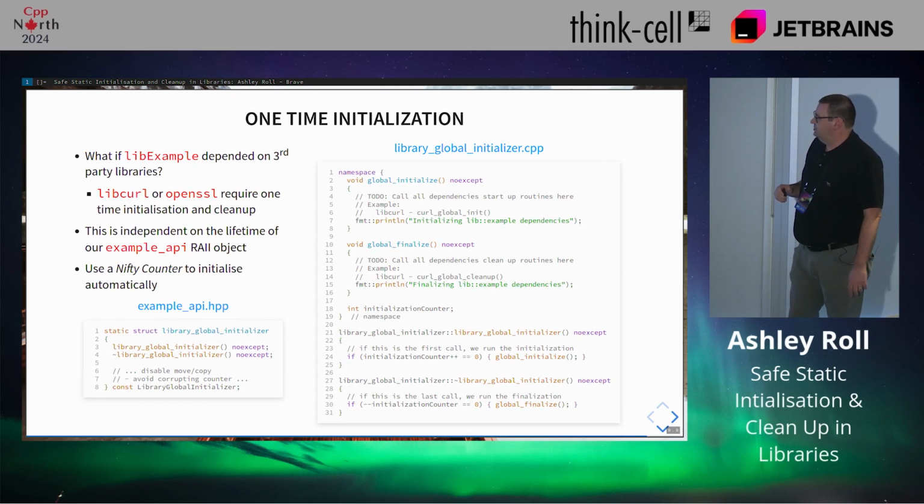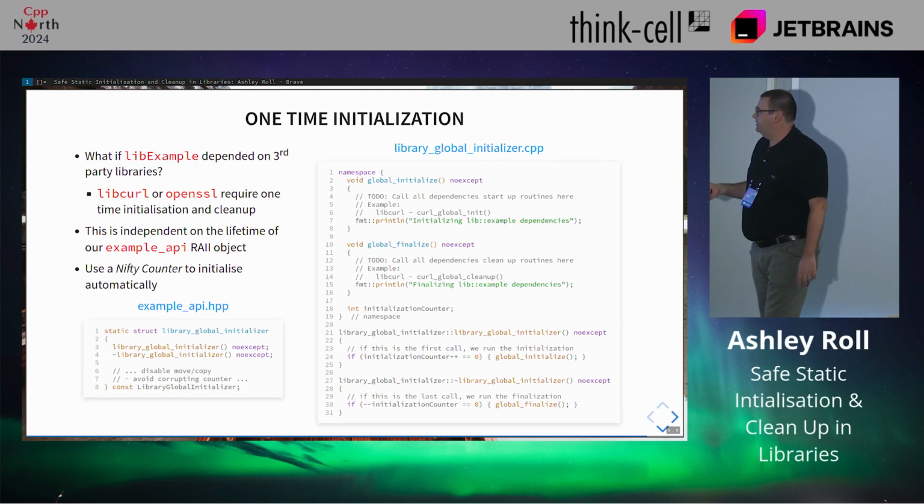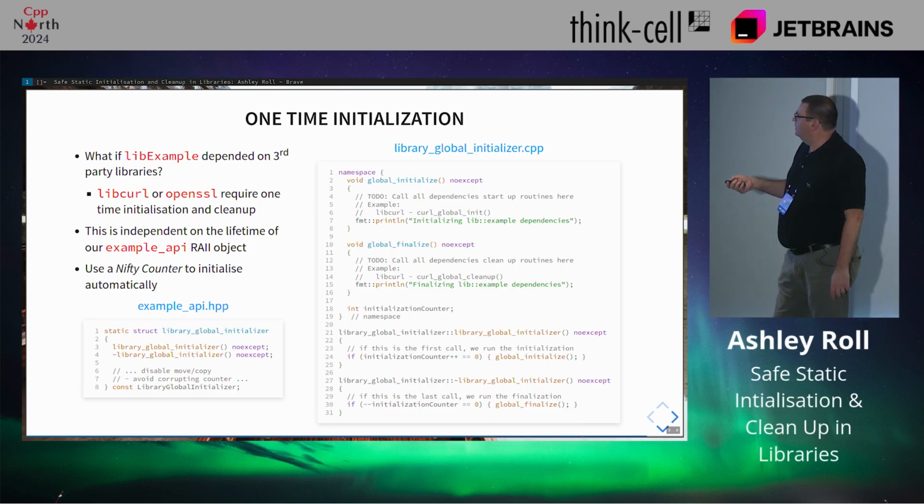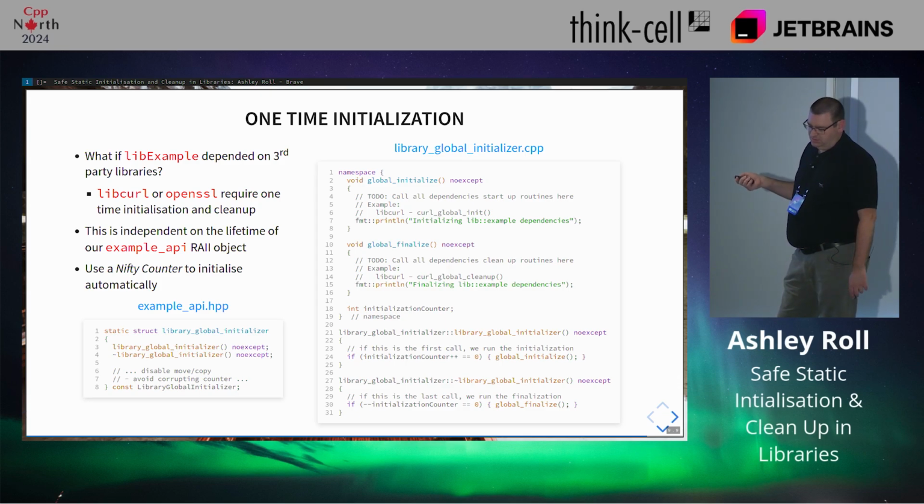One-time initialization: if we have our external libraries, we can do a nifty counter. I'm trying to run through this because I'm about to run out of time. Again, it's a standard nifty counter setup that we have here, except instead of construction or destruction or anything like that, we can just call a convenience function that might go and run all our library initializers and code.